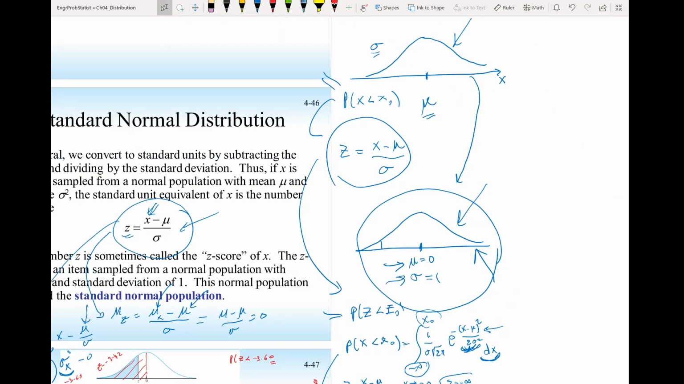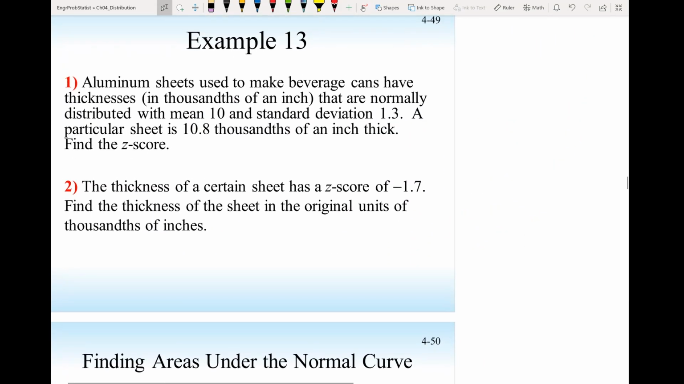Remember, we first convert any distribution to a standard normal distribution. Then we use the table. Otherwise, if you have software or a program that can find the probability for any sigma and mu, then you can work with that. Okay, let's do some examples.